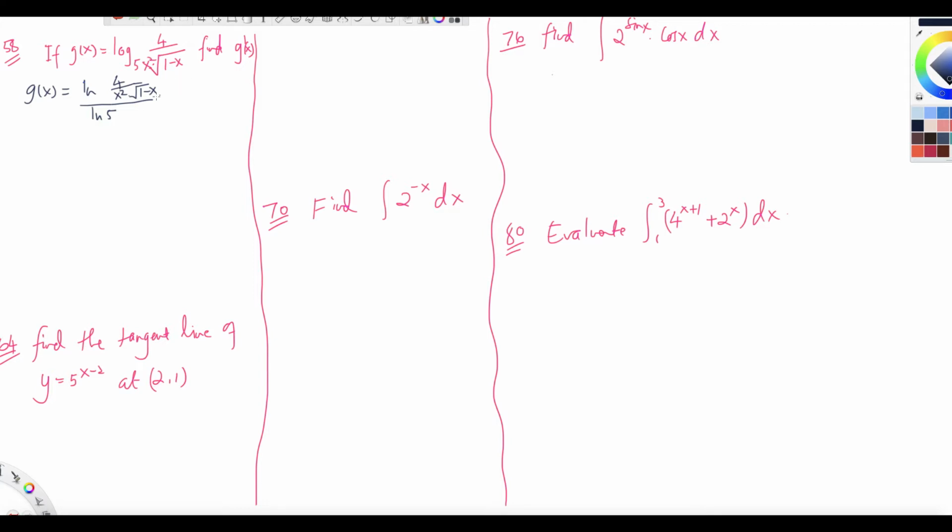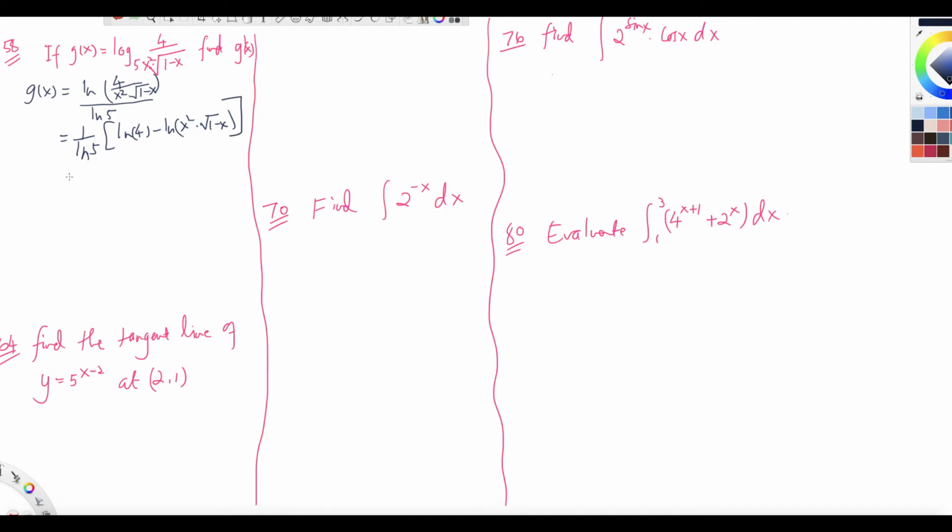Then the ln 5 in the denominator is a constant. On the numerator, you can use ln of the top minus ln of the bottom, right? So g of x is equal to 1 over natural log of 5, and then inside the bracket, ln 4 minus ln of x squared times root under 1 minus x.